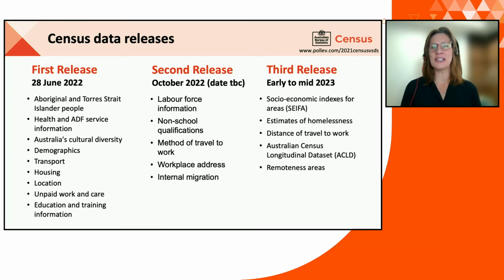And then it still keeps going into 2023. We continue to release some of the more complex data sets. So the socioeconomic index for areas, you might know it as SEIFA. We're doing estimates of homelessness and some other data releases that you can see into 2023.